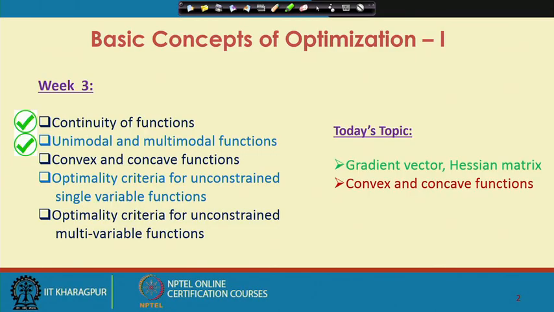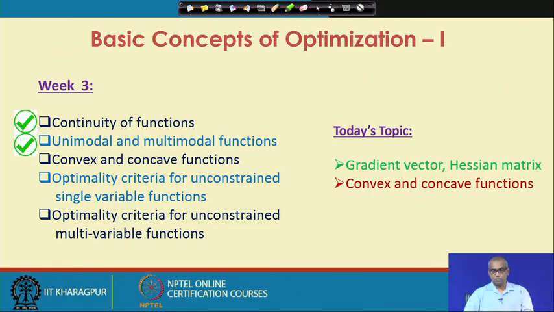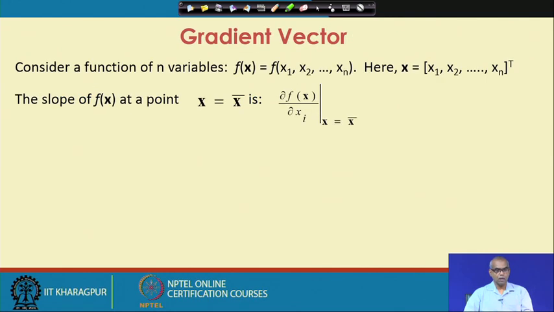So, in today's lecture, we will learn about the gradient vector of a function, the Hessian matrix of a function, as well as what are convex functions and concave functions, and how do we determine whether a function is concave or convex. So, let us start with gradient vector.